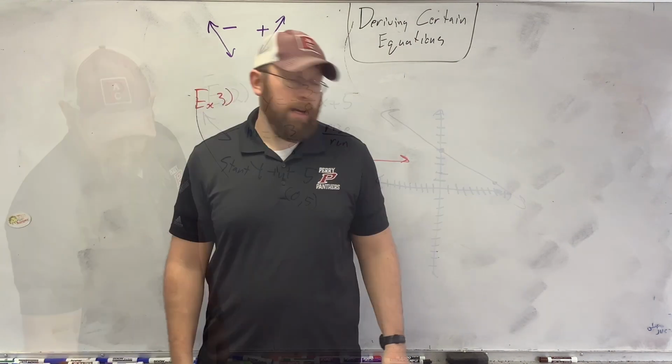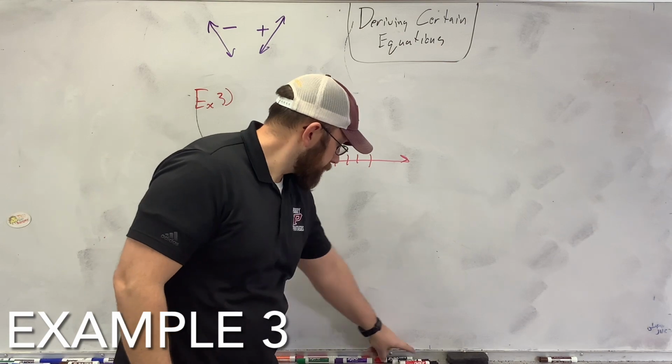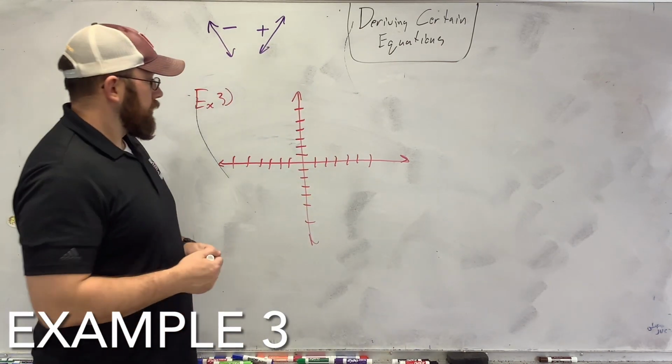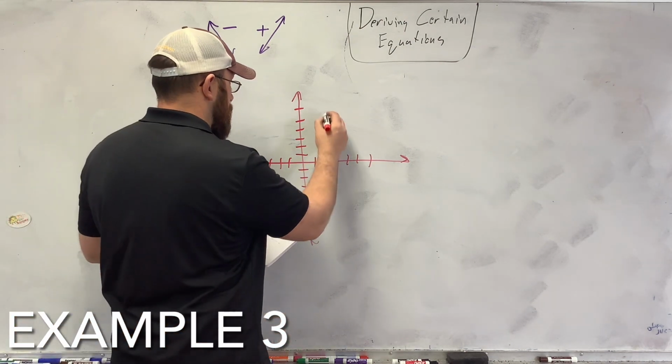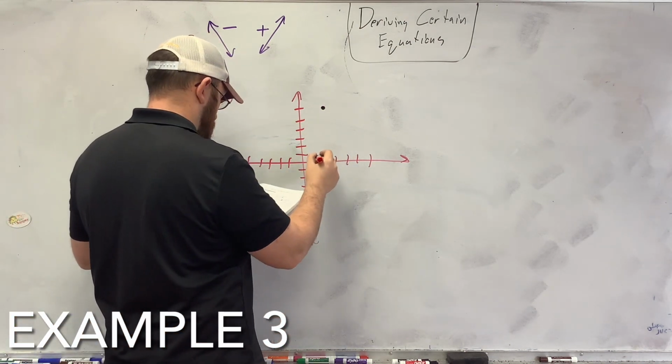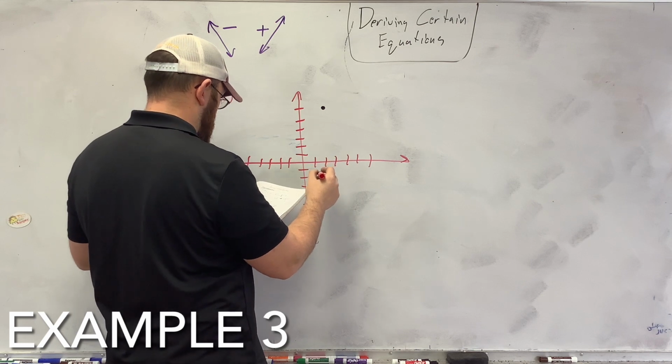Now we're going to go the other way. I have an example here. I have a graph, and I need to plug in some points, so I'm going to plug in the point 2, 6, then 1, 0.